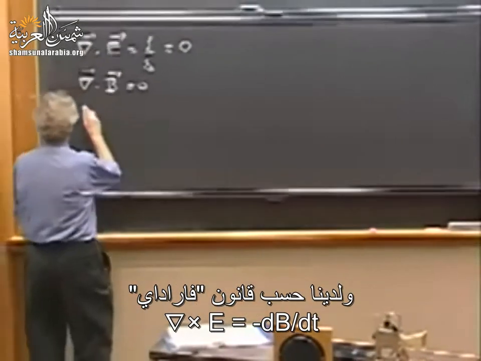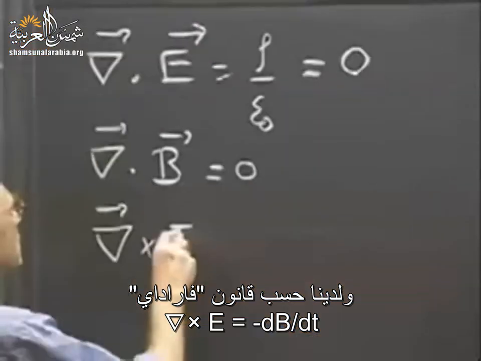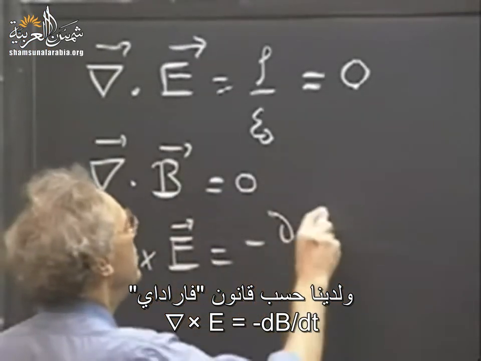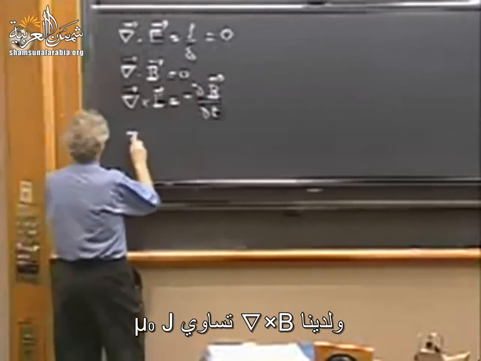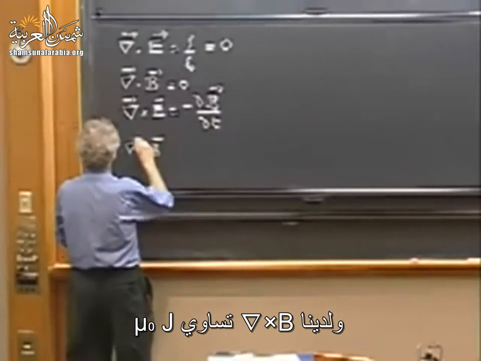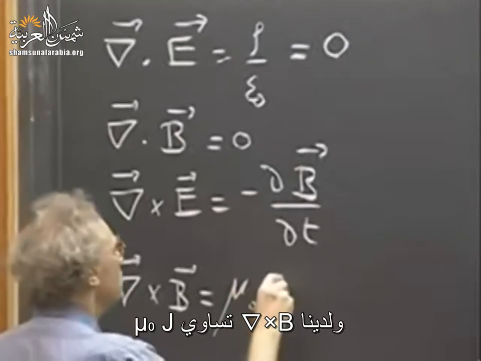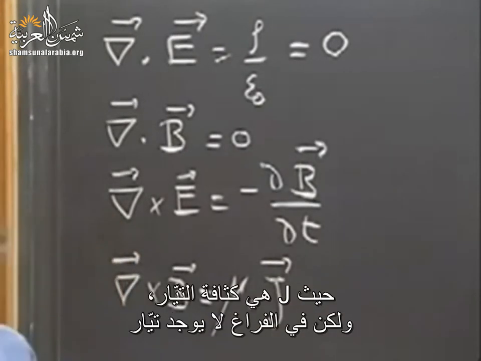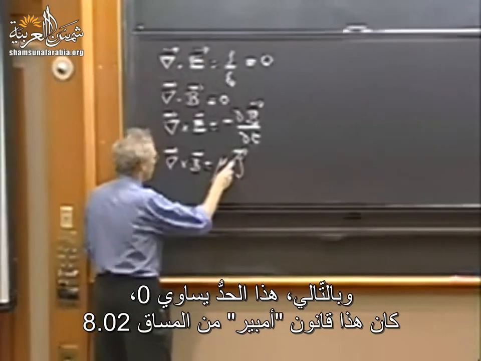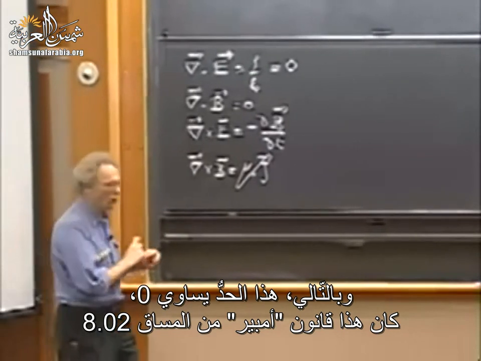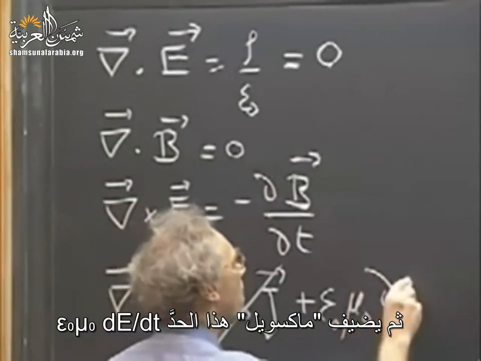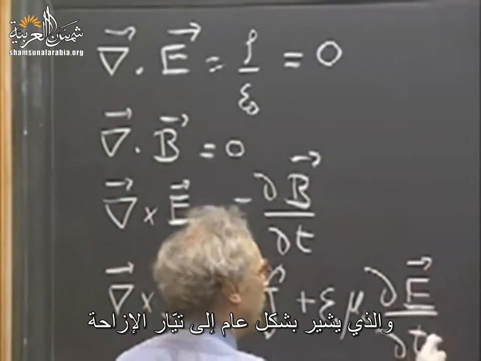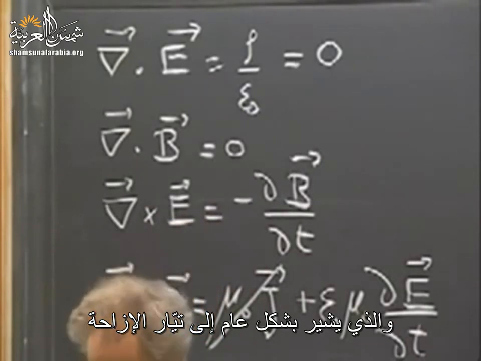And then we have the curl of E equals minus dB dt, Faraday's law. And then we have the curl of B equals mu 0 times J, J being current density, but in vacuum there is no current, so this term is 0. This was Ampere's law in the old days of 802, and then it was Maxwell himself who added this term, which is generally referred to as the displacement current.